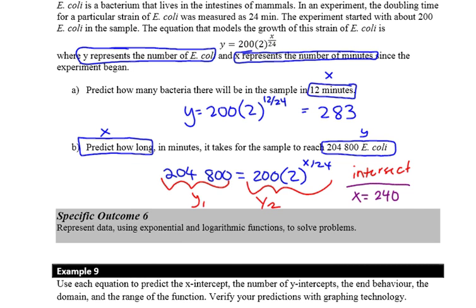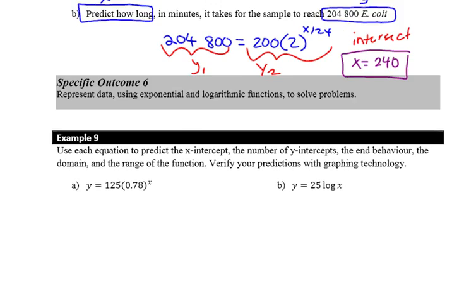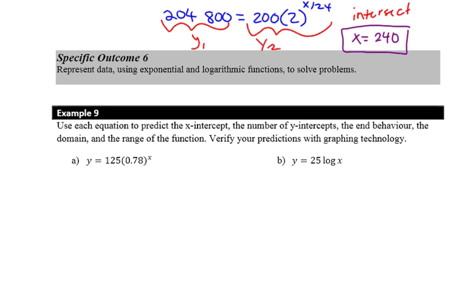Okay, so you could do it that way or algebraically. Both would work. In the end, you'd still go X over 24. You bring that down in front, and then you could times both sides by 24 to get rid of that.